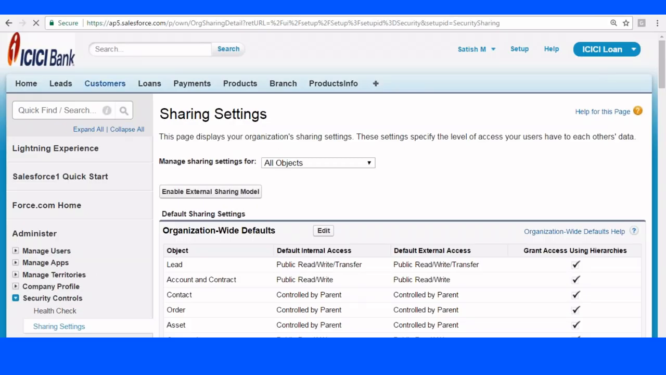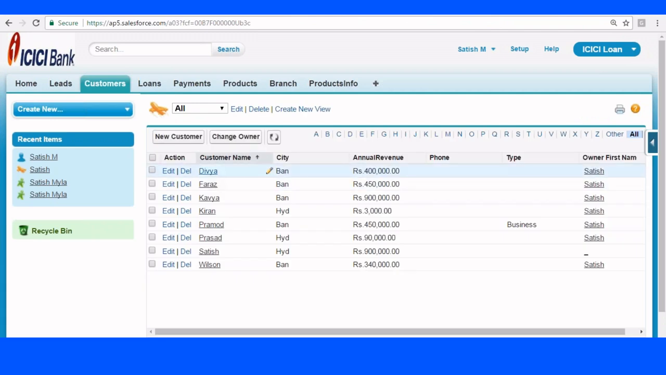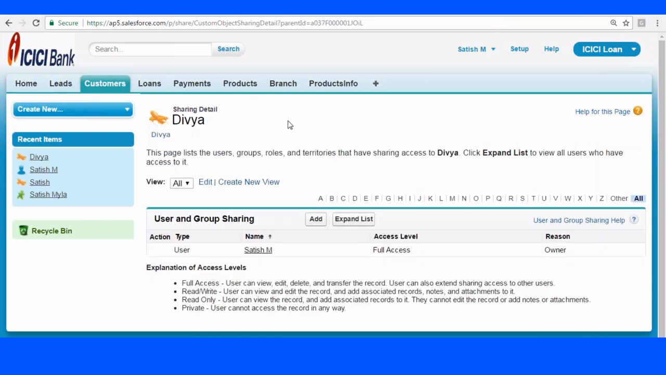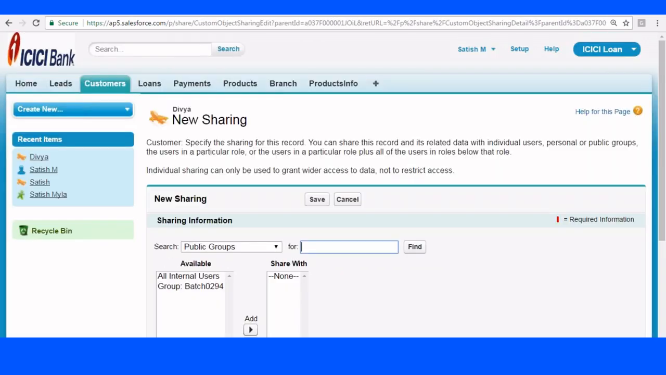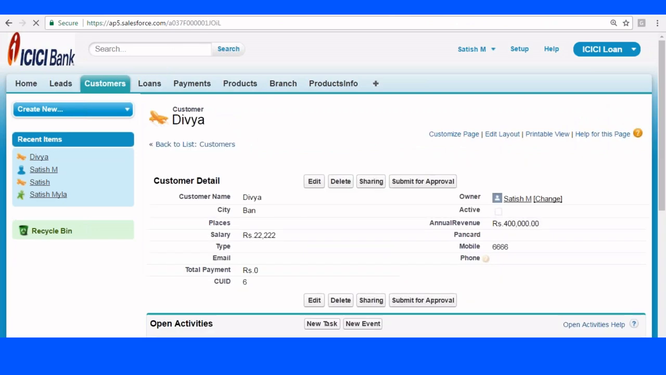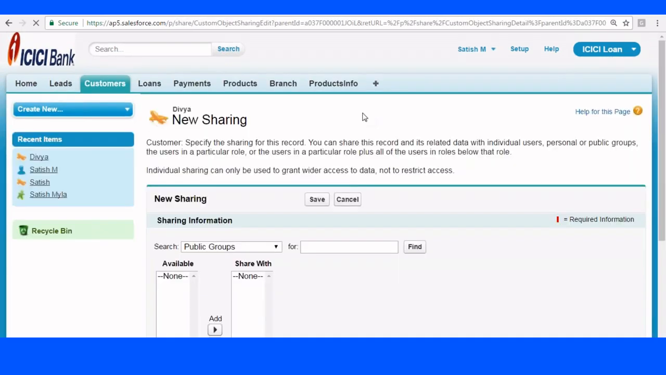Go to the record, click on the record, you are finding a button here. What is it? Click on the sharing button, share the record. When you want to share a particular record, you go for what? Manual share. Go to that record, open that record, share that record.